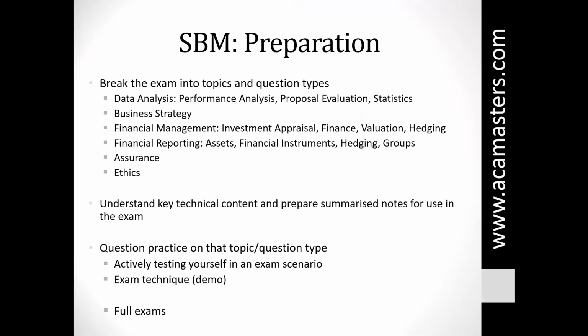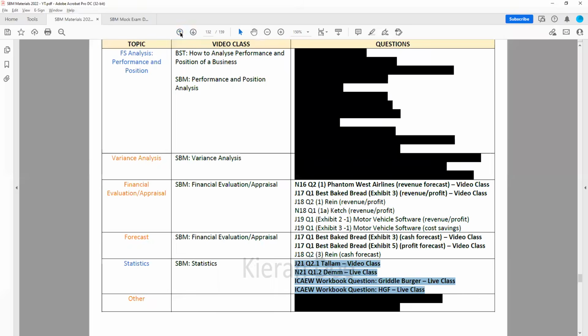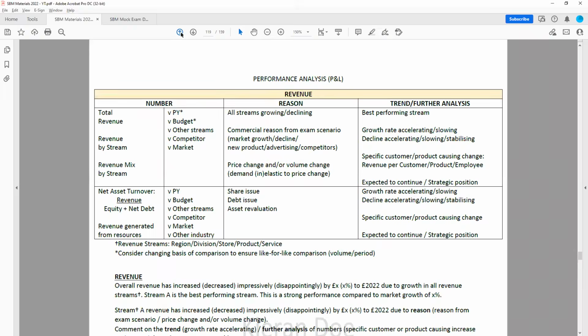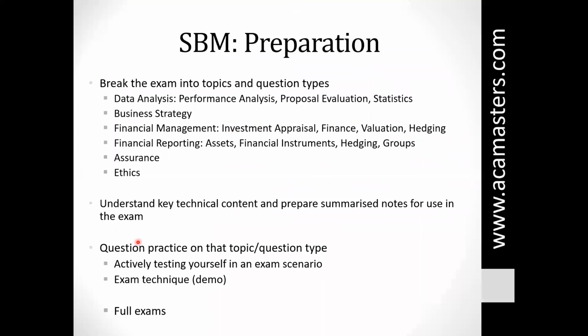So then you can go and watch a class on performance and position analysis. And again, I explain the key technical content in a nice, easy to understand way. I'll work through some questions. I can show you the exam technique to use. You'll then have your notes so that you have all the key points covered. So you've got reminders of what to include when you're doing your analysis: number, reason, further insight, context, when you're analyzing the performance of a business. Once you've seen me work through some questions, you can then go away and practice several questions yourself, and you're just practicing that exam technique whilst testing yourself in that exam scenario.